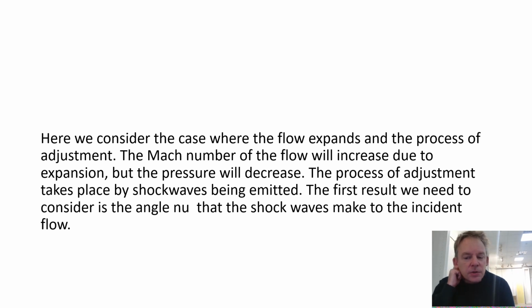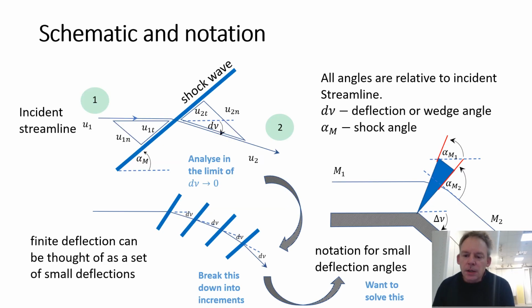So we're going to consider the flow where the flow expands, and in the process of adjustment the Mach number will increase due to expansion. So the main thing is pressure decreases, Mach number increases. So this is how we do the analysis as before. We use conservation principles. Since it's isentropic, we don't need to go through all of the conservation principles.